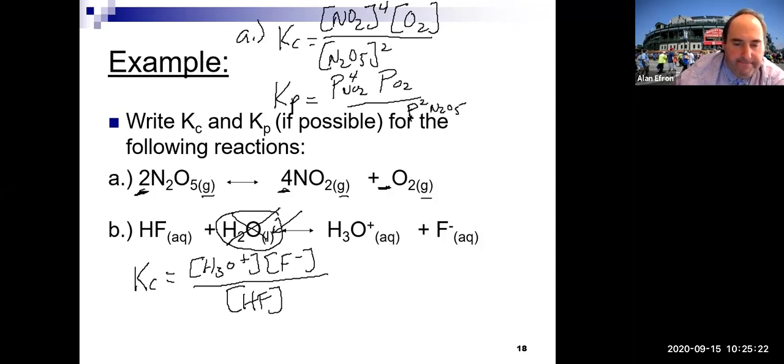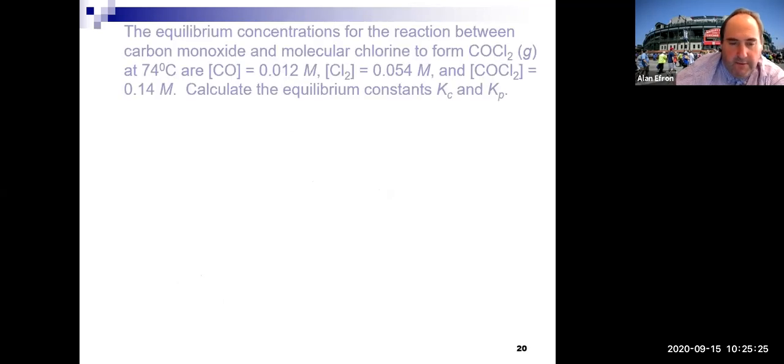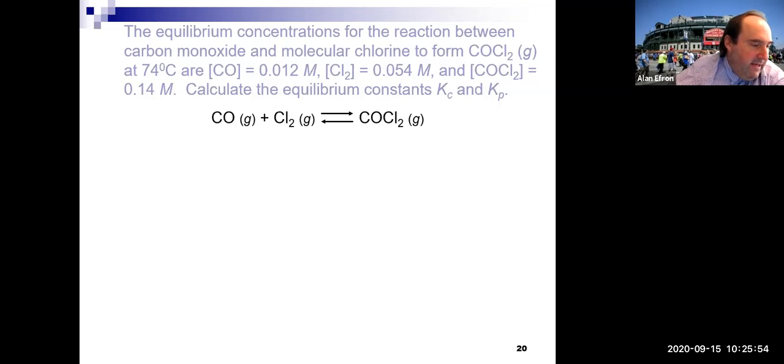Okay. So why don't we try a calculation one here? Take a couple minutes to see what you come up with. We have the equilibrium concentrations for the reaction of carbon monoxide and chlorine to form COCl2 at 74 degrees Celsius. We have 0.012 for CO, 0.054 for Cl2, and 0.14 for our COCl2. Calculate both the Kc value and the Kp value. So take a couple of minutes here and see what you come up with, and then we'll talk about it. Hopefully we'll all be on the same page.